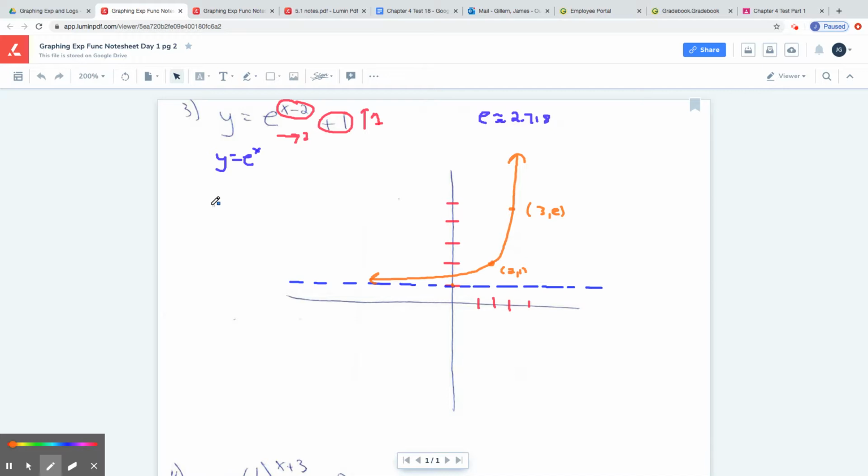Now, I forgot to do these for the first two examples, but it's all the same. Domain and range. Domain, always negative infinity to infinity. There's no restriction on the x's. Range, it's going to be whatever the horizontal asymptote is.